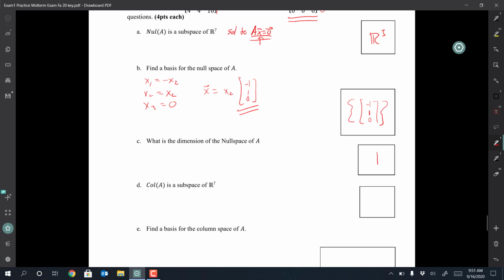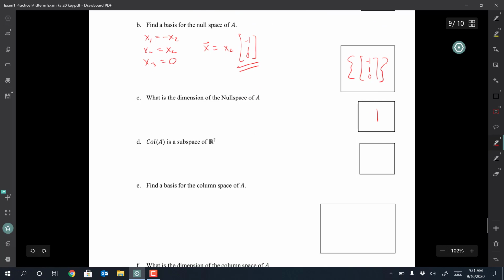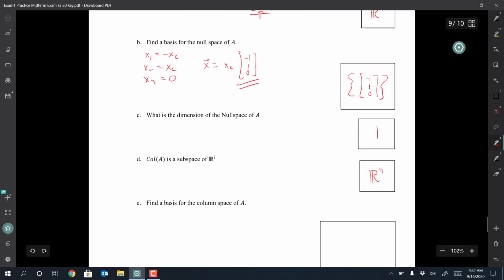Next, it says the column space is a subspace of our what? Well, the column space is the span of the columns of A. It's all the linear combinations of the columns. Each one of these columns lives in R4. If I take linear combinations, the result will also live in R4. The column space is a subspace of the codomain. So in this case, R4.